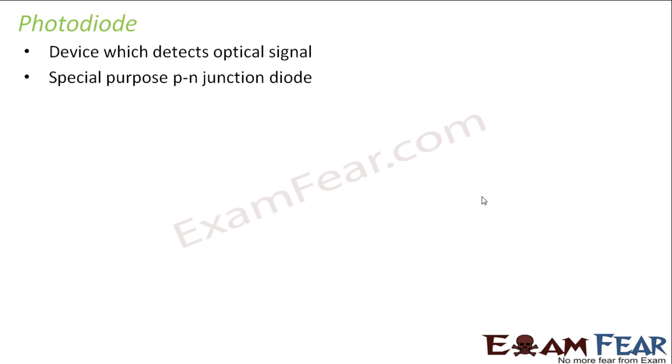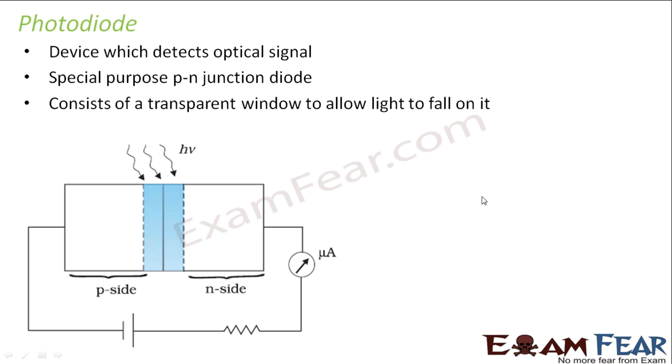It is also a special purpose PN junction diode. It consists of a transparent window to allow light to fall on it. So this is my PN junction diode. It has got a window somewhere near the junction so that the light can fall on the diode. So what does it actually do? Photodiode, it detects optical signal. That means when light falls on it, it should be able to detect the presence of it, right?